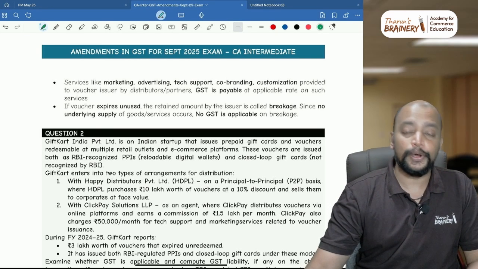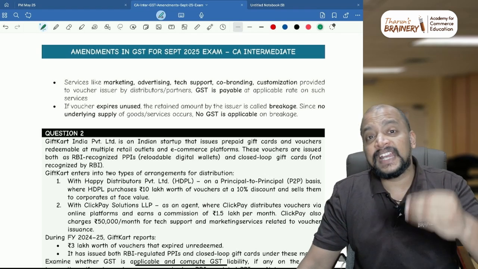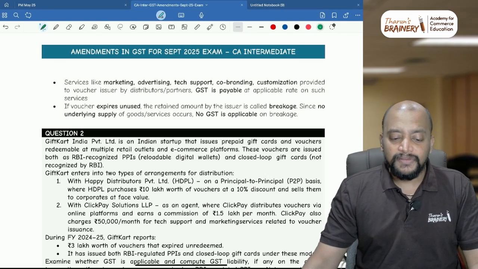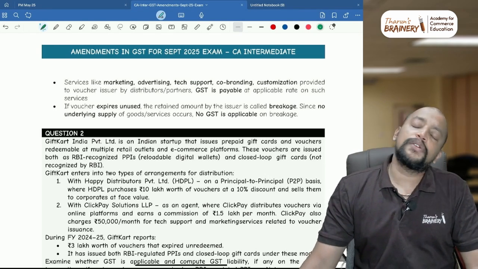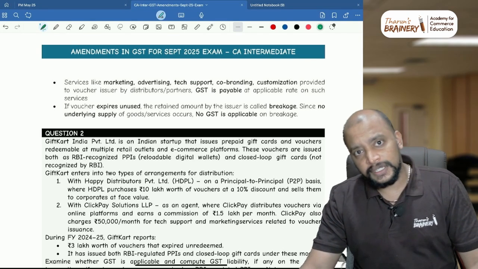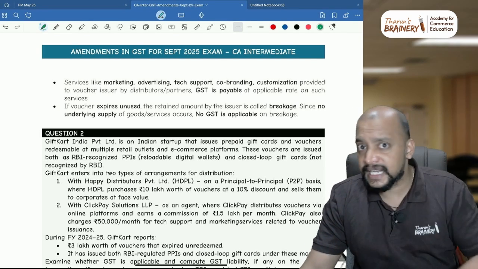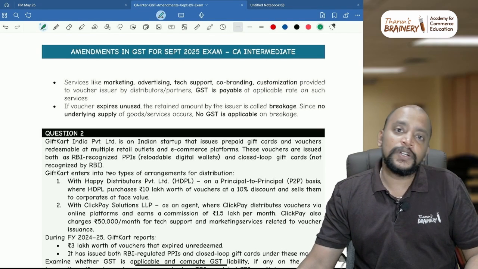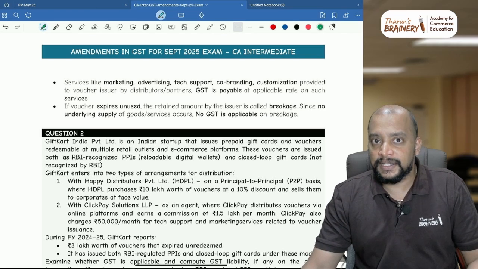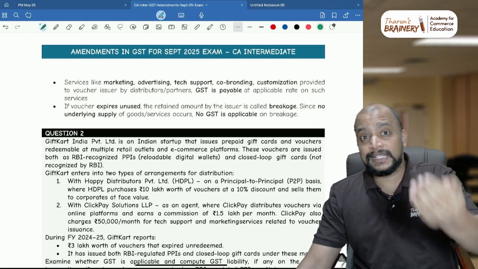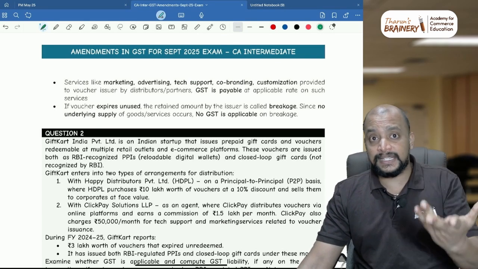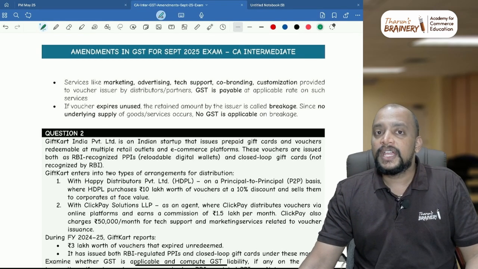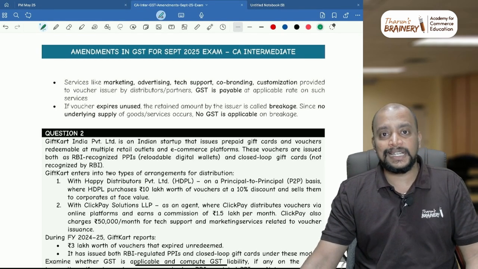Then one important point: what if the voucher expires? Why will the voucher expire? Because every voucher will have a validity. If the voucher expires, what will happen? There won't be any GST liability. Only when the voucher is redeemed against supply of goods or services, there will be GST liability. If the voucher expires, there won't be any GST liability.